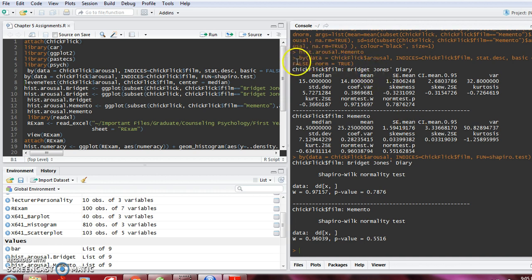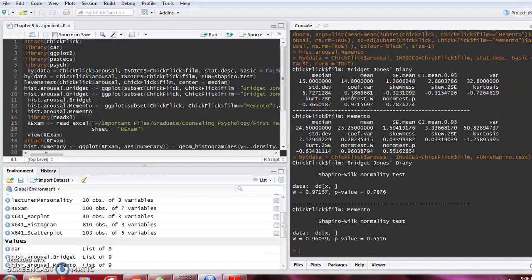So, the first task that I tackled was the chick flick data set. The first thing I was asked to do is to provide descriptive statistics for chick flick films specifically, well, for arousal films, all that stuff. So the first thing I did was use the by function, and I was given 2 sets of data splits. So specifically, we're going to be looking at skewness and kurtosis.